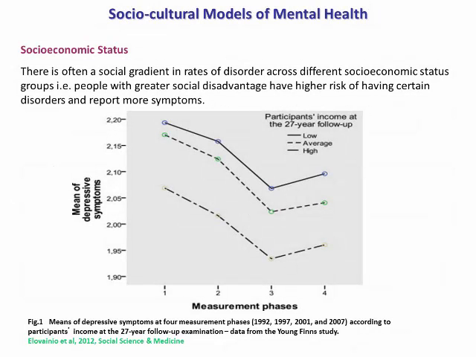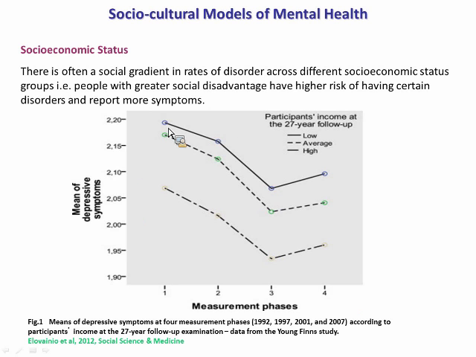And so just coming back to why I think it might be quite difficult to see effects of the environment on mental health. This next slide talks a little bit about socioeconomic status. The thing with depression and anxiety is there's often a social gradient in the rates of these disorders across different socioeconomic groups. So if you've got greater socioeconomic disadvantage, you've got a higher risk of having certain disorders. This graph's taken from a 27-year follow-up of a Finnish study. And along the side here, we've got the mean number of depressive symptoms they reported across 4 different measurement phases.